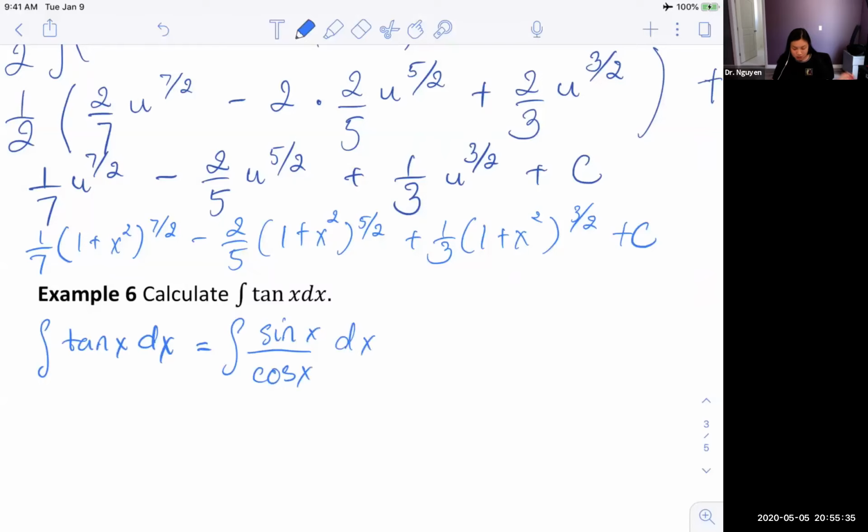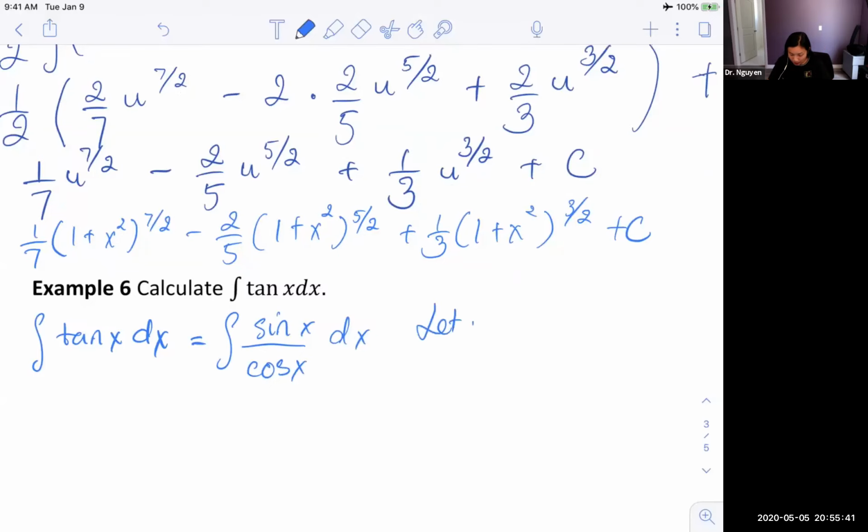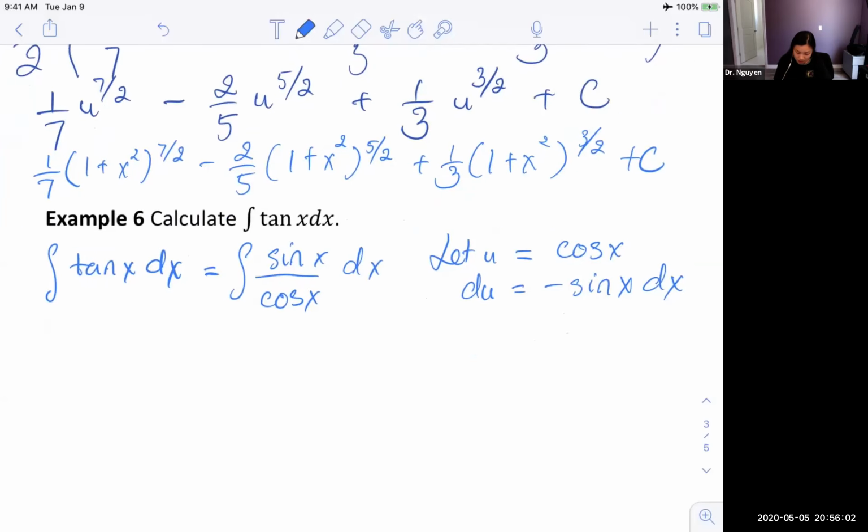All right. So in this, now you can let u be cosine of x. Now, if u is cosine of x, du is going to be negative sine of x dx. So we have that negative. You have to take that negative out. So I'm going to take it out.